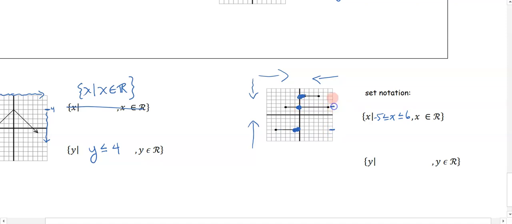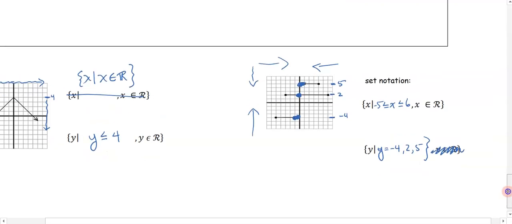My range, I'm only ever getting 3 outputs. I'm getting -4, 2, or 5. Those are the only options. And I don't need that part anymore because it's discrete. Y is -4, 2, or 5. Those are the only things I'm getting. All right, so domain is your set of all possible inputs, and range your set of all possible outputs.